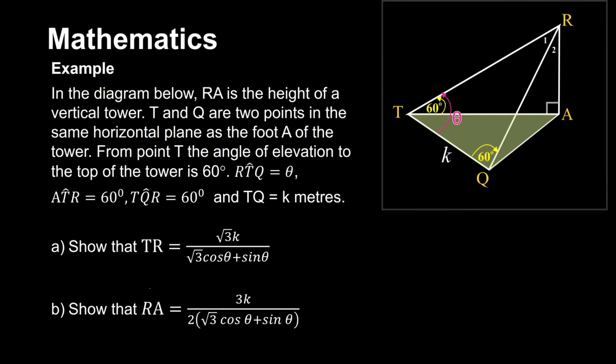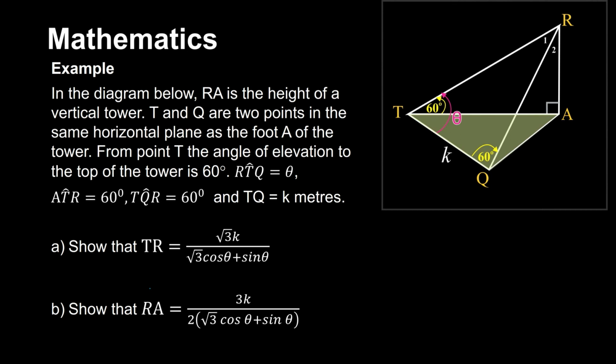In the diagram, we have RA equal to the height of the vertical tower. T and Q are 2 points in the same horizontal plane as the foot A of the tower. From the point T, the angle of elevation to the top of the tower is 60 degrees. RTQ is theta, ATR is 60, and TQR is 60, and they've given us that TQ is equal to K meters. The first question says, show that TR is equal to root 3 K over root 3 cos theta plus sine of theta. There's a second question that asks us to calculate something about RA.